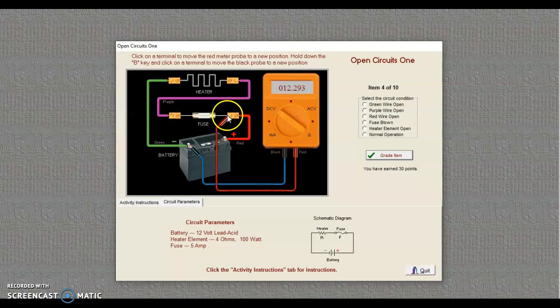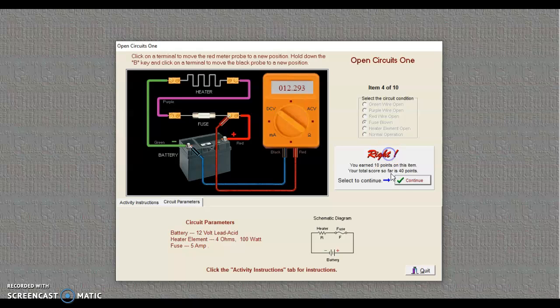On this side we have 0. On this side we have 12.2. So my fuse is blown here, and I'll say grade that item, and we're good on that one. Again, remember, reset before you hit continue. Good luck with your others.